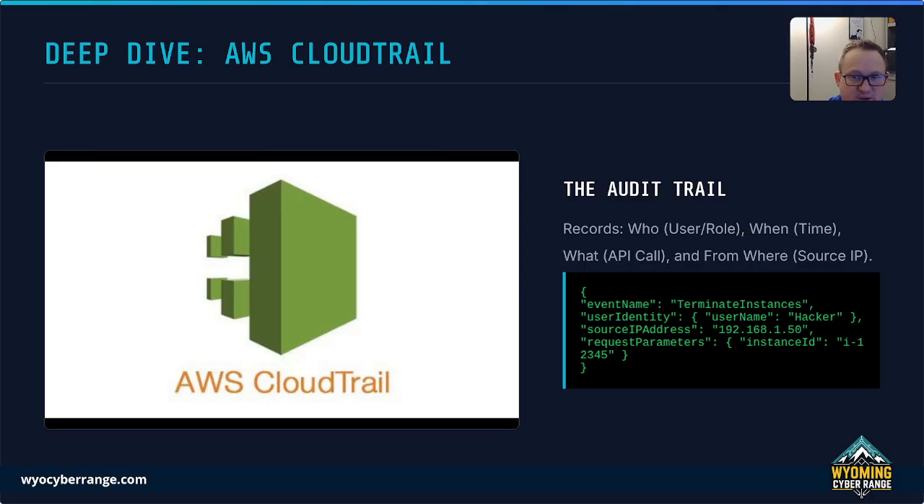Now be prepared that you may need to read basic JSON log snippets on the exam. You should be able to identify the attacker's IP address and the action they took just by looking at the key pairs. This is something that they love to question you on.